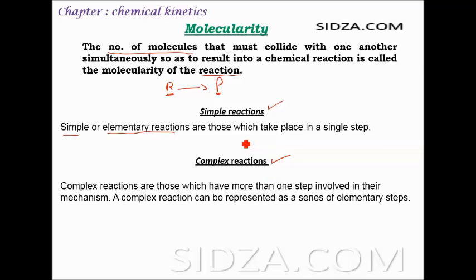These are the reactions which take place in a single step, and some of the reactions occur in more than one step. They need 2, 3, 4, whatever, right? So they occur in a number of steps. That's a complex reaction. We'll see how to find the molecularity of a reaction in a simple reaction and in a complex reaction separately.